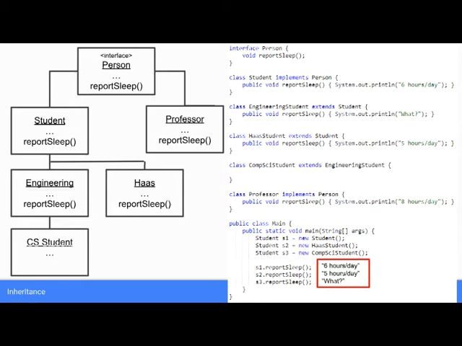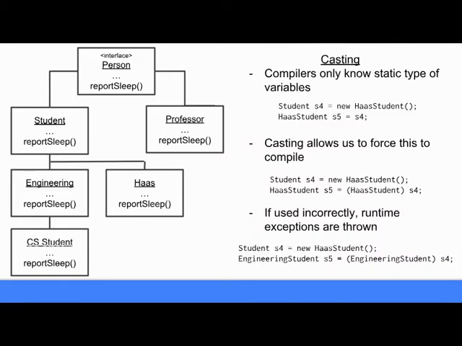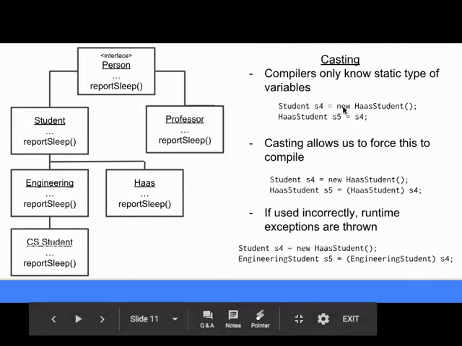Because this gets even more confusing. The plot thickens. Woohoo. So casting, right? We just spent the last few minutes talking about compilers and how they're kind of dumb in the sense that they only know the methods in the static class, and that's all they check for, right? So compilers only know the static type of variables.